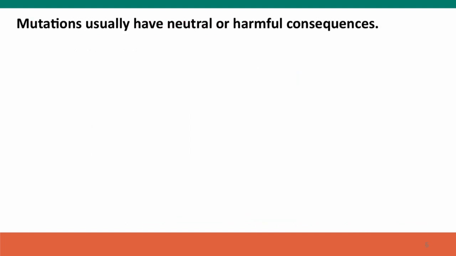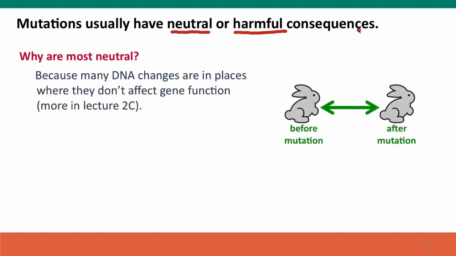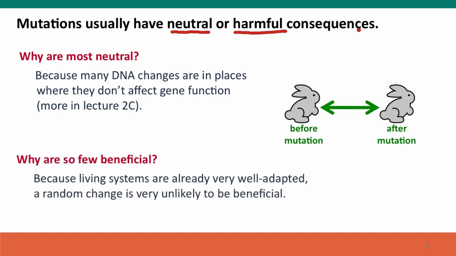Now let's think about the consequences of these mutations. And the most important point to know about mutations is that most mutations have consequences that are either neutral or harmful. Mutations that are beneficial are very rare. So why is this the case? Well, first, most mutations are neutral because they occur in places in the genome where they don't make any difference to gene function. We'll talk quite a bit more about this in lecture 2C. Most of the rest are harmful. Very few new mutations are beneficial.